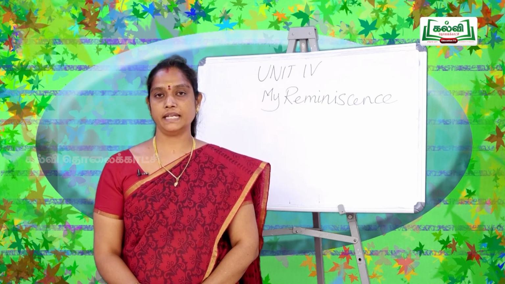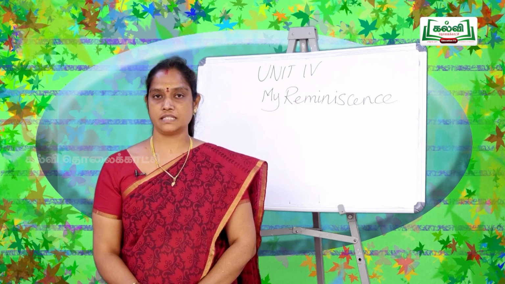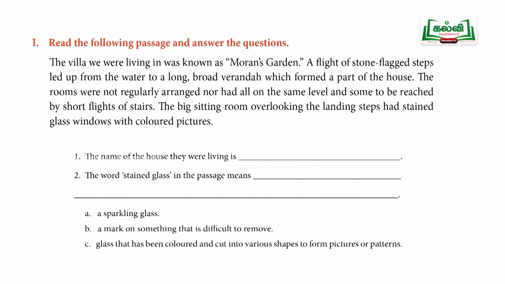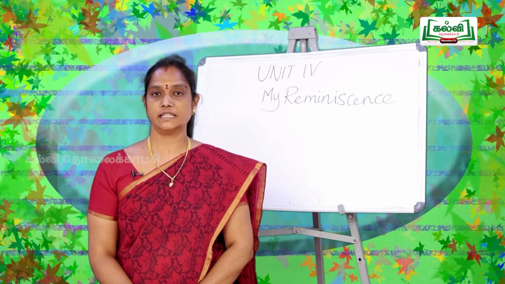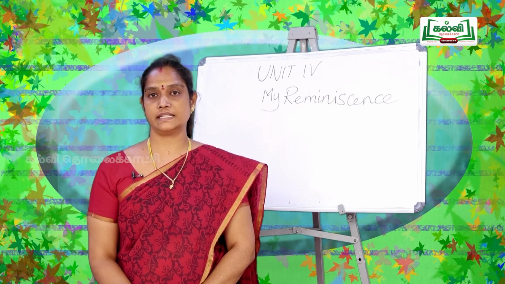In this, he has explained about the villa where they were living. The same thing has been asked in your worksheet 8 as a passage comprehension. How he has explained his villa, you have to answer for it. He says the name of the villa where they lived was Moran's Garden. He says his villa is filled with stairs and were not arranged properly. He used to move here and there by using the stairs. There are a lot of rooms in the villa. Then he says particularly about the stained glass.